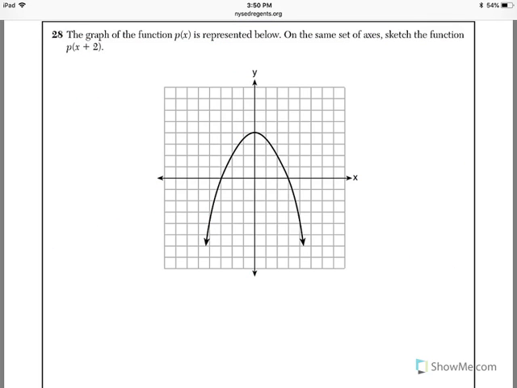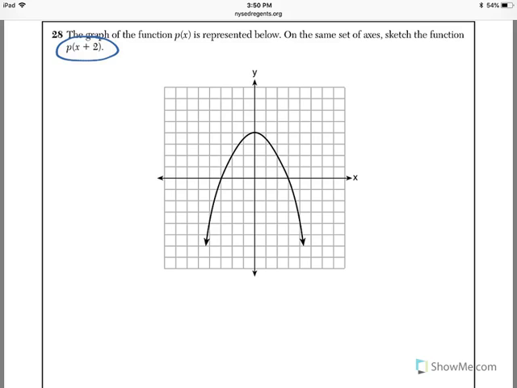Now in question 28, the graph of the function p of x is represented below, and on the same set of axes we're going to sketch the new function p of x plus 2. This is tough because we can't exactly type p of x plus 2 into our graphing calculator and expect it to understand what to do.